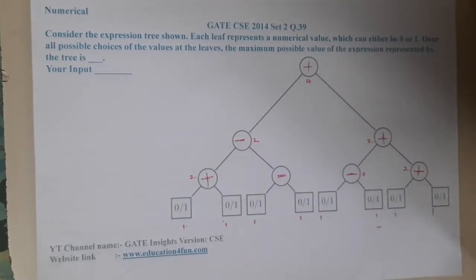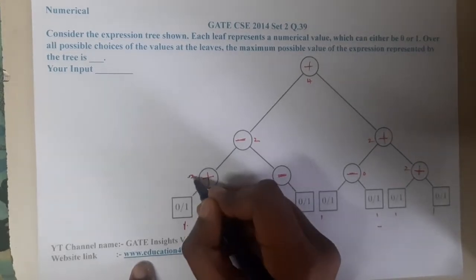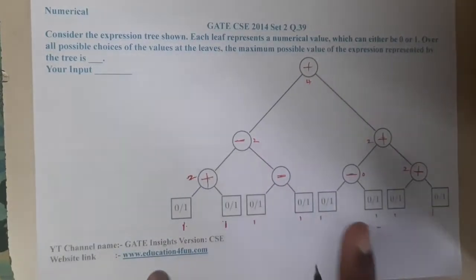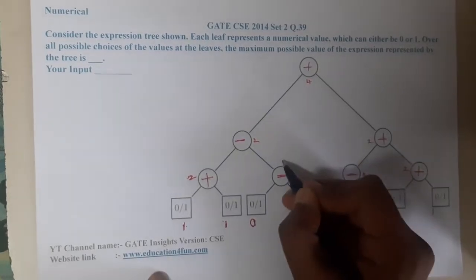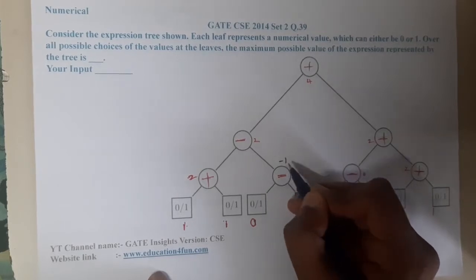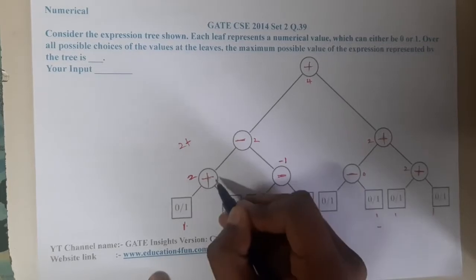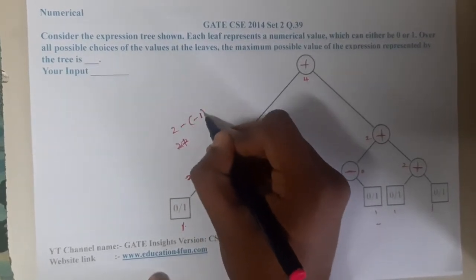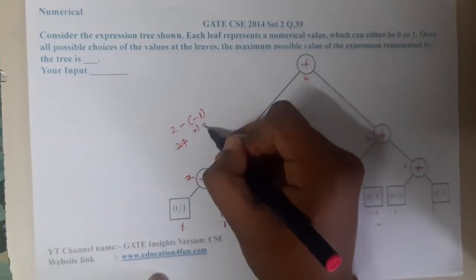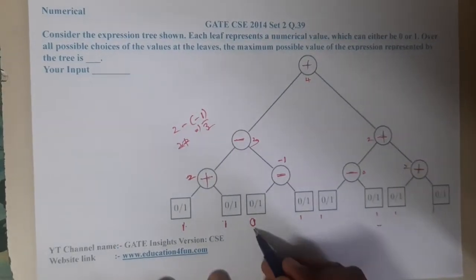If you observe here, these two could be taken as 1 to get the result 2. But if you apply some common sense, instead of taking 1 here, if you take 0, what will be the result? The result will be minus 1. So 2 minus of minus 1, what will be the result? It will be 3, right? So instead of 2, you will be getting 3 here if you take 0 here.